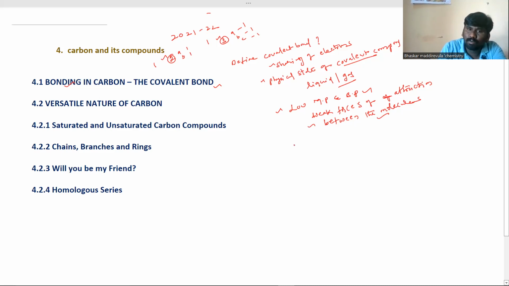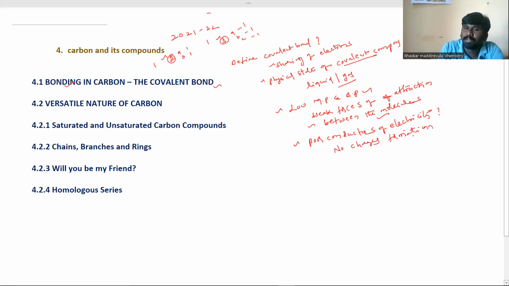Next, they may ask, why are covalent compounds poor conductors of electricity? This is also a possibility. Why are covalent compounds very poor conductors of electricity? Because in covalent compound formation there is no formation of charges.